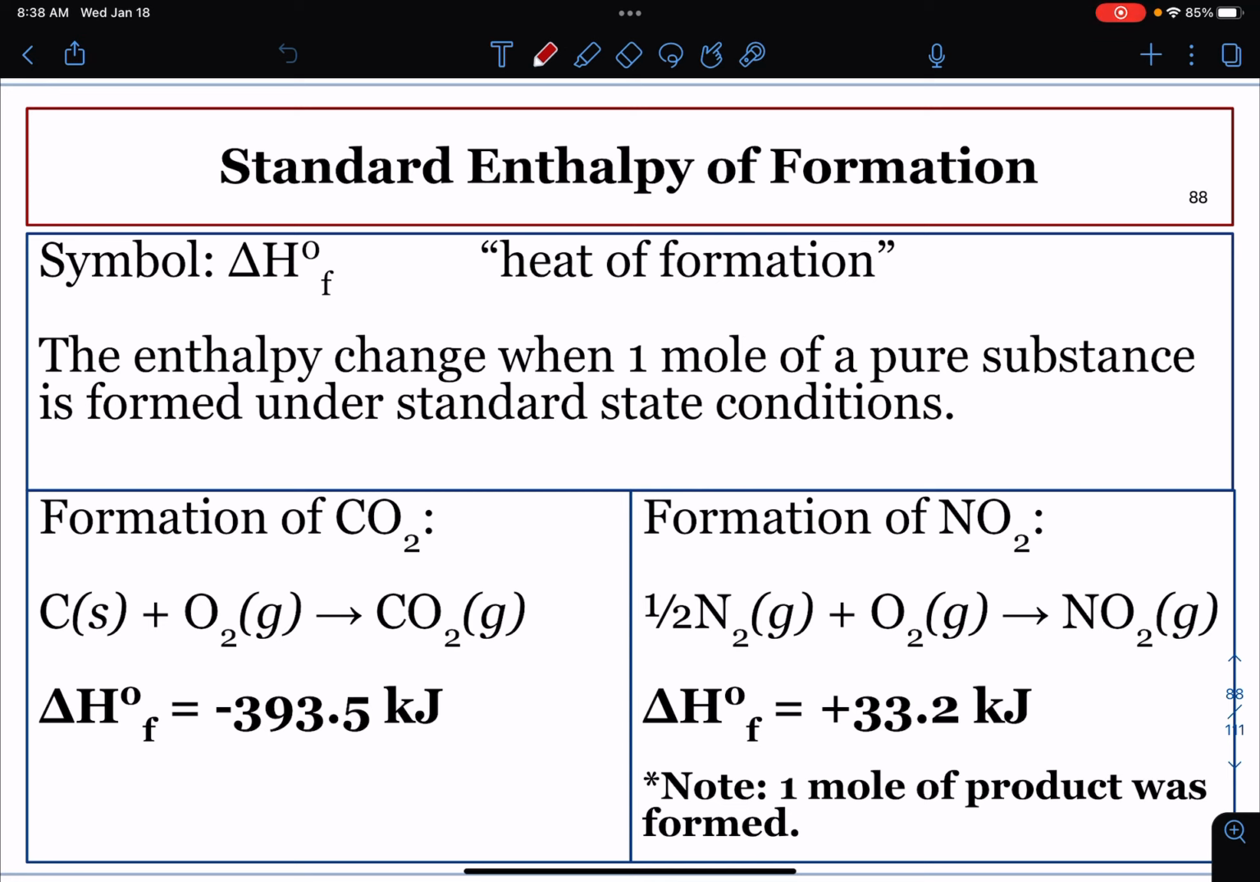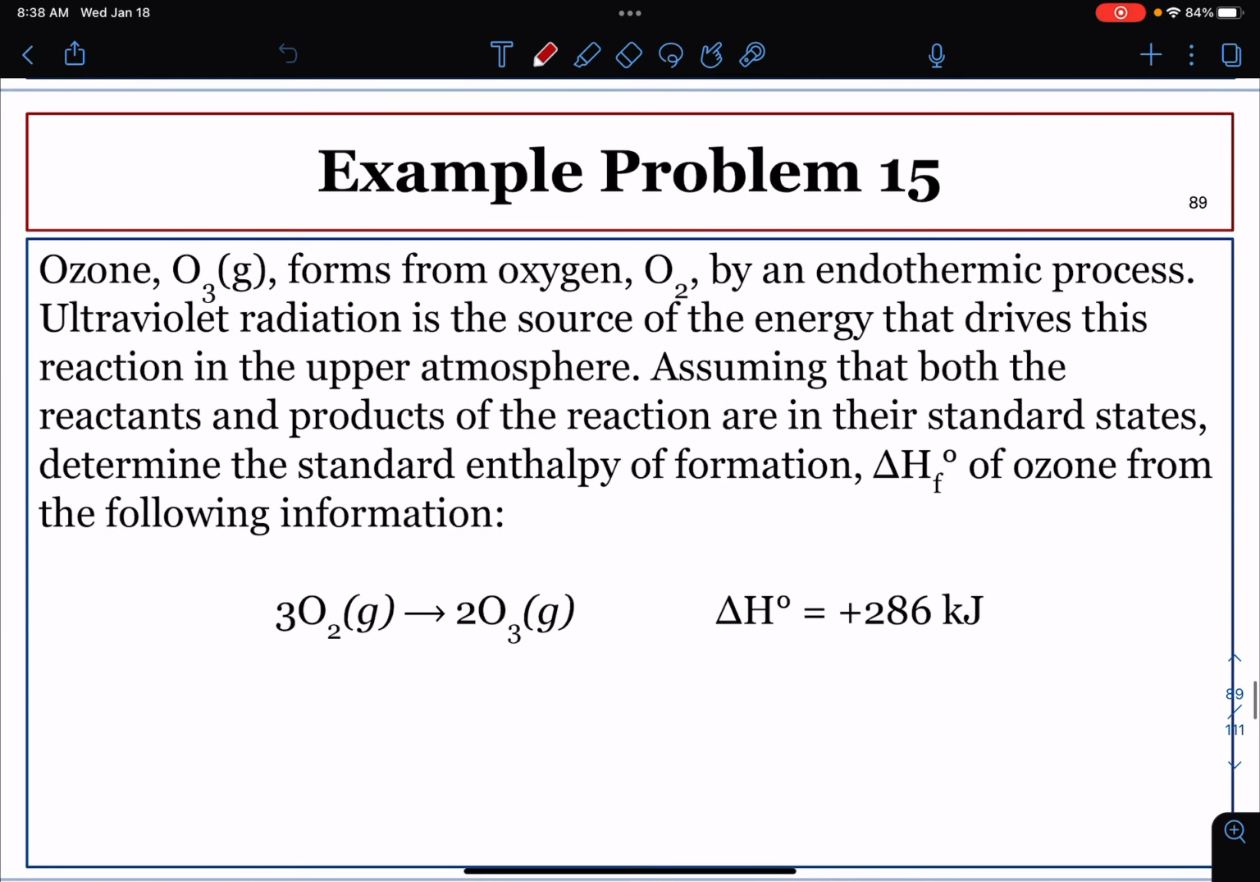Our other example tells us that the formation of nitrogen dioxide absorbs 33.2 kilojoules of heat. The positive sign tells us that this amount of heat is absorbed. Let's look at this example problem.